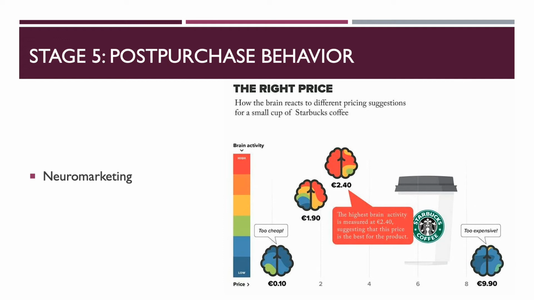For example, Starbucks used neuromarketing to decide the optimal pricing for their one cup of coffee. How the brain reacts to different pricing suggestions for a small cup of Starbucks coffee actually set the Starbucks coffee's price today. The highest brain activity is measured at 2.40 euros, suggesting that this price is the best for the product. When it goes to 9.9, it's too expensive. When it is 10 cents, it is too cheap.